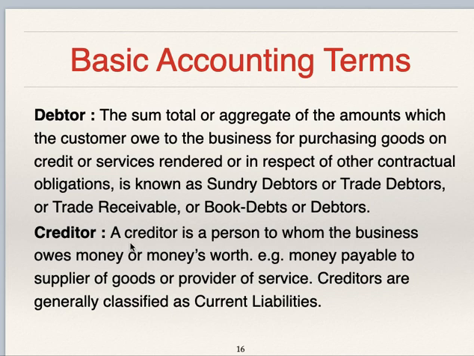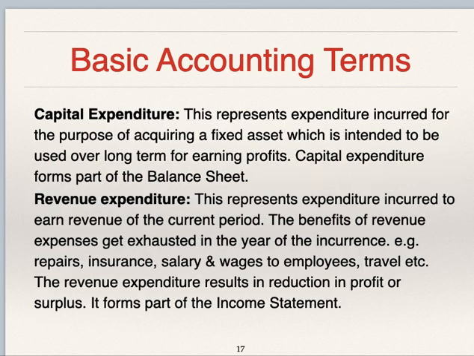A businessman purchases goods on credit. When he purchases goods on credit, he is supposed to pass a journal entry, purchases account debit, to the supplier. All these credit suppliers of goods together are collectively known as creditors. A creditor is a person to whom the business owes money or money's worth, for example, money payable to a supplier of goods or provider of service. Creditors are generally classified as current liabilities. Debtors are current assets and creditors are current liabilities.